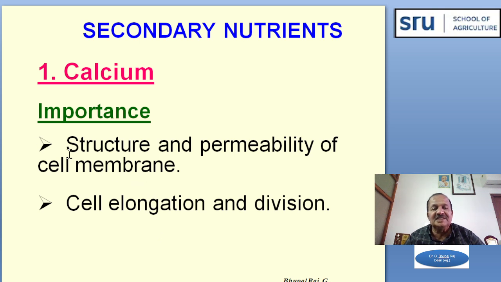Next, coming to the second category, that is secondary nutrients. Among the secondary nutrients, number one is calcium. It is the element responsible for the structure and permeability of the cell membrane and for cell elongation and division. Because for the growth of the plant, cell elongation and cell division are the main source, calcium is the most important nutrient required for them.